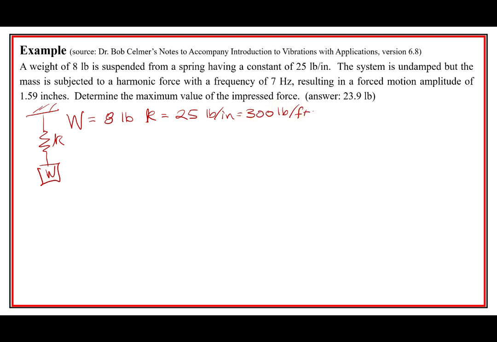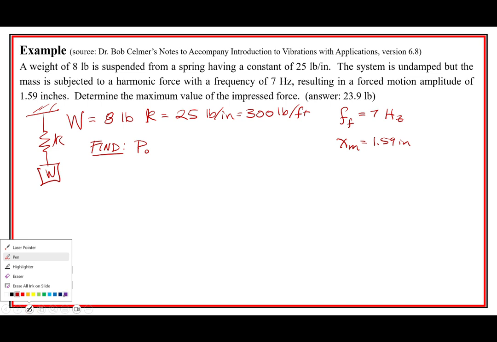The system is undamped, but the mass is subjected to a harmonic frequency of 7 hertz. So f_F is 7 hertz, resulting in a forced motion amplitude, X_M, equal to 1.59 inches. We want to determine the maximum value of the impressed force, right? So we want to find P_O, with the lettering that we're using right now.